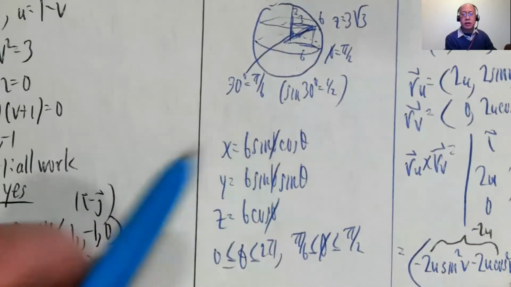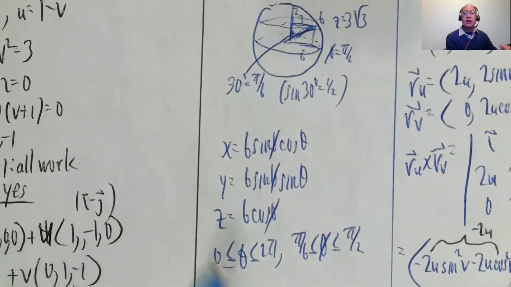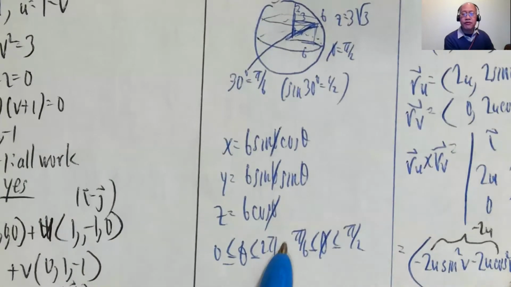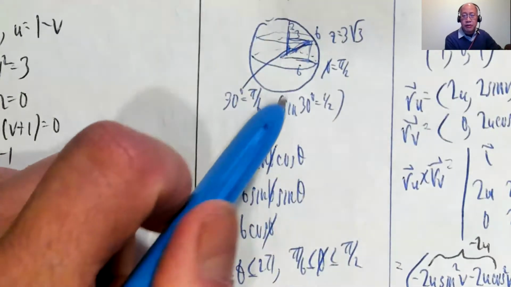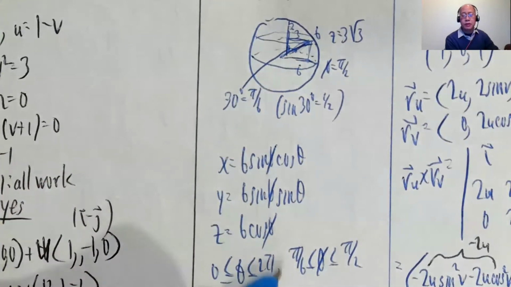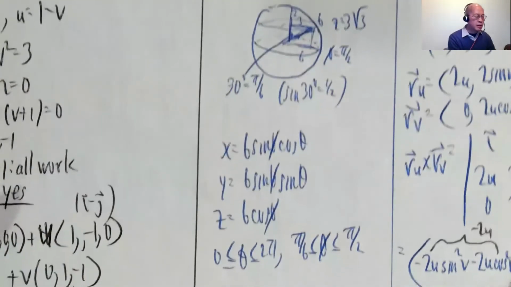So again, x is 6 sine phi cosine theta, y is 6 sine phi sine theta, z is 6 cosine phi. Theta is going from 0 to 2 pi, but phi is only from here to here. So that would be between pi over 6 and pi over 2, because this would have to be a 30-degree angle.